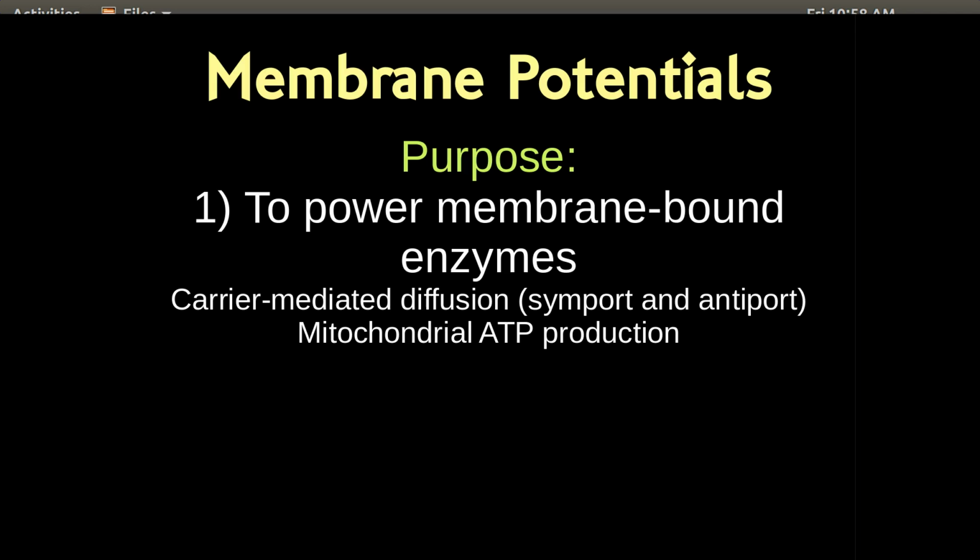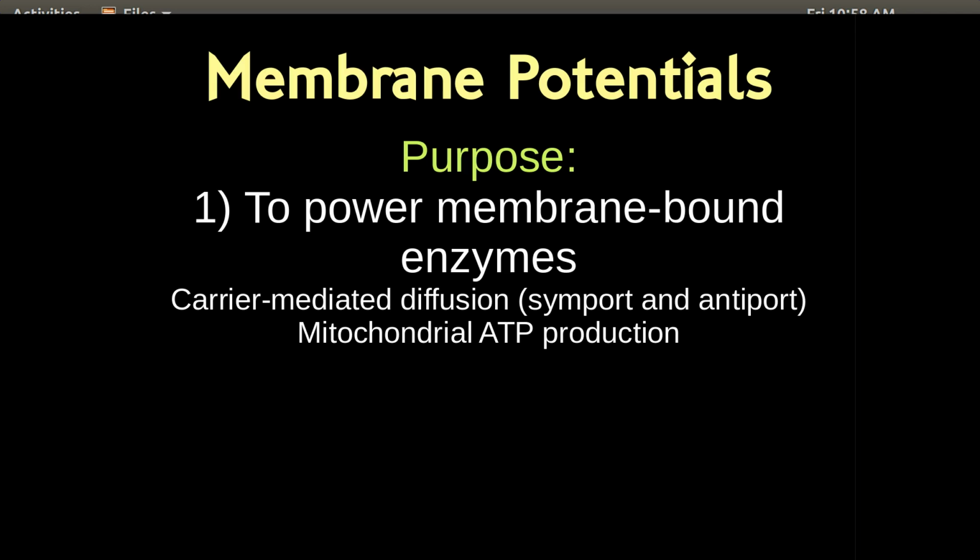It can do that because we built up a membrane potential, and actually the electrical gradient, or that membrane potential that we built up across that membrane, is doing most of the heavy lifting in most of the symporting and antiporting that you have going on in your body. It's actually this electrical potential that's driving that carrier-mediated diffusion in which we have one thing moving against this gradient.